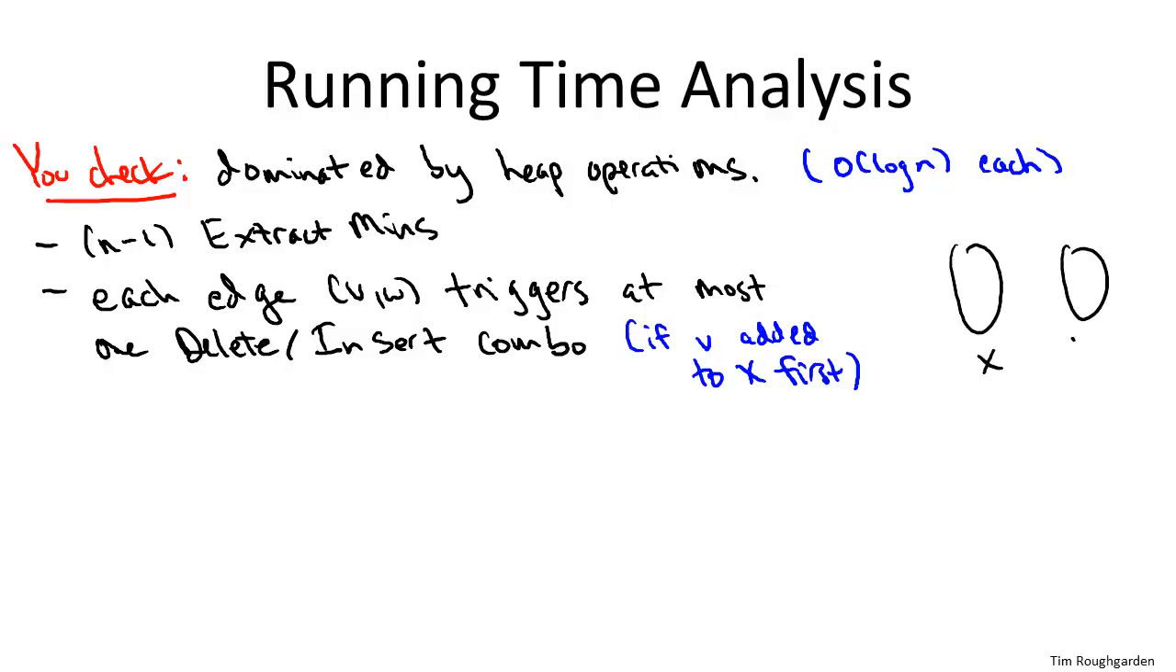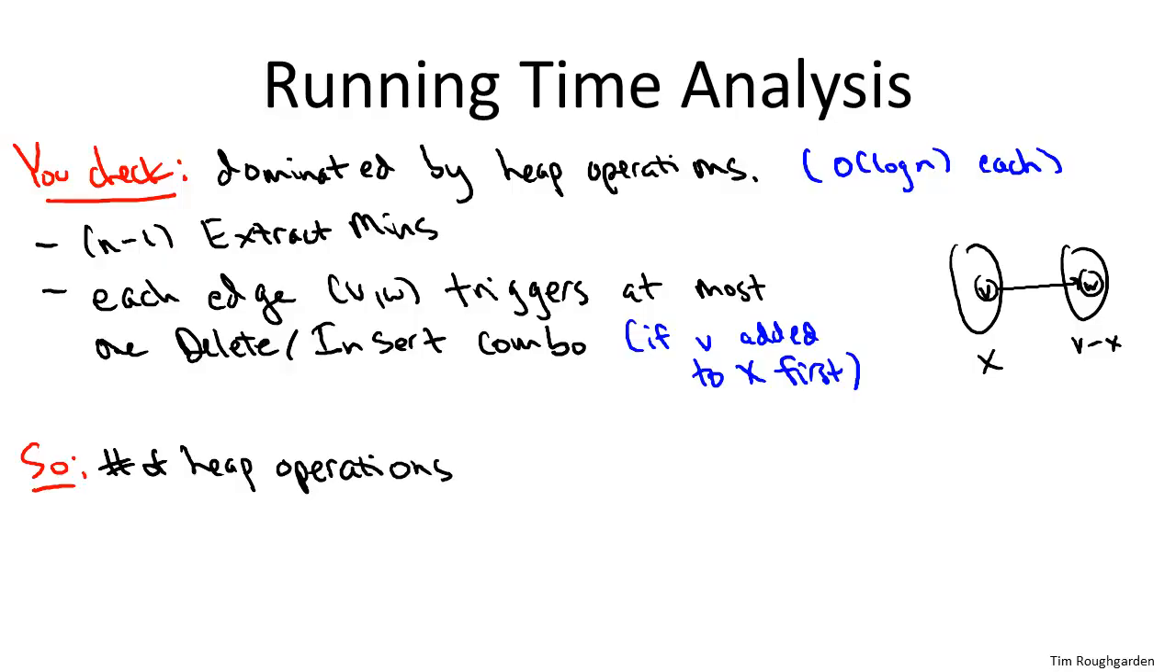v can only get sucked into X once, it's never going to leave it. So it's only responsible for this single decrease in key of its head w, and that's one insertion and one deletion. And in fact, if the endpoints of this edge get sucked into X in the opposite order, if the head of this edge w gets sucked into X first, that doesn't even trigger a key decrease for v, and v will never have its key decreased because of this particular arc from v to w. So the upshot is that each edge vw of the graph triggers at most one insert-delete combo.